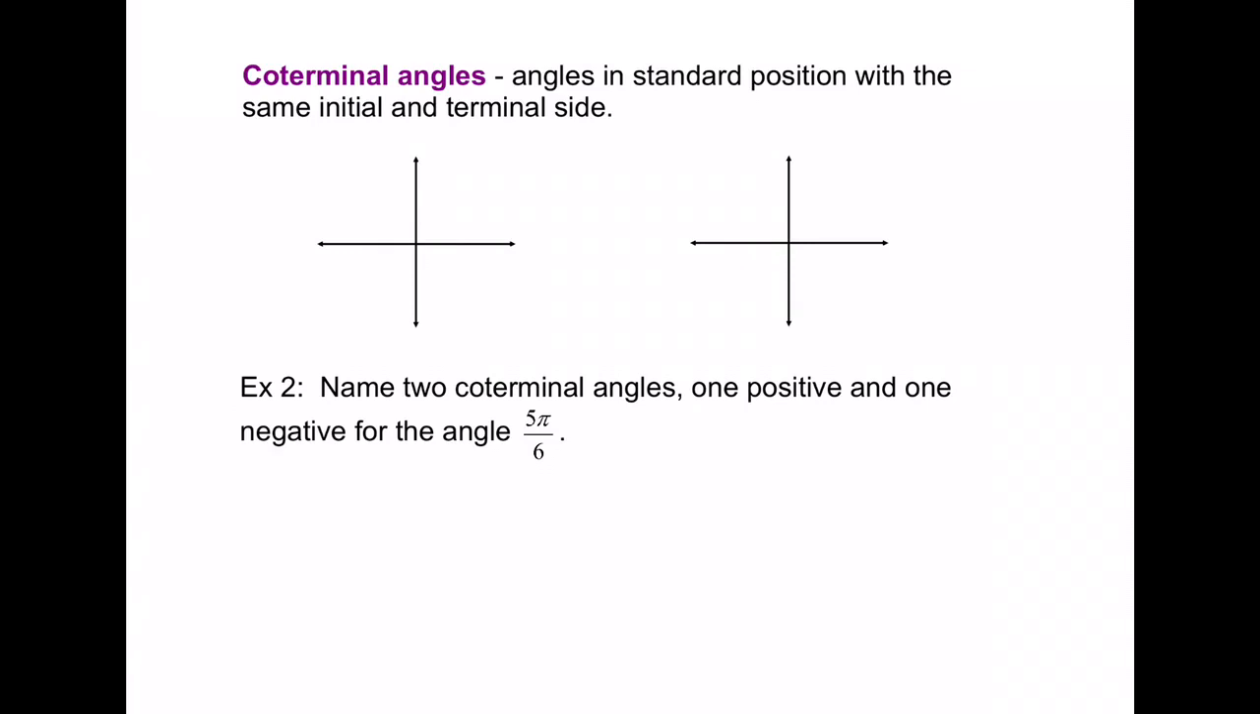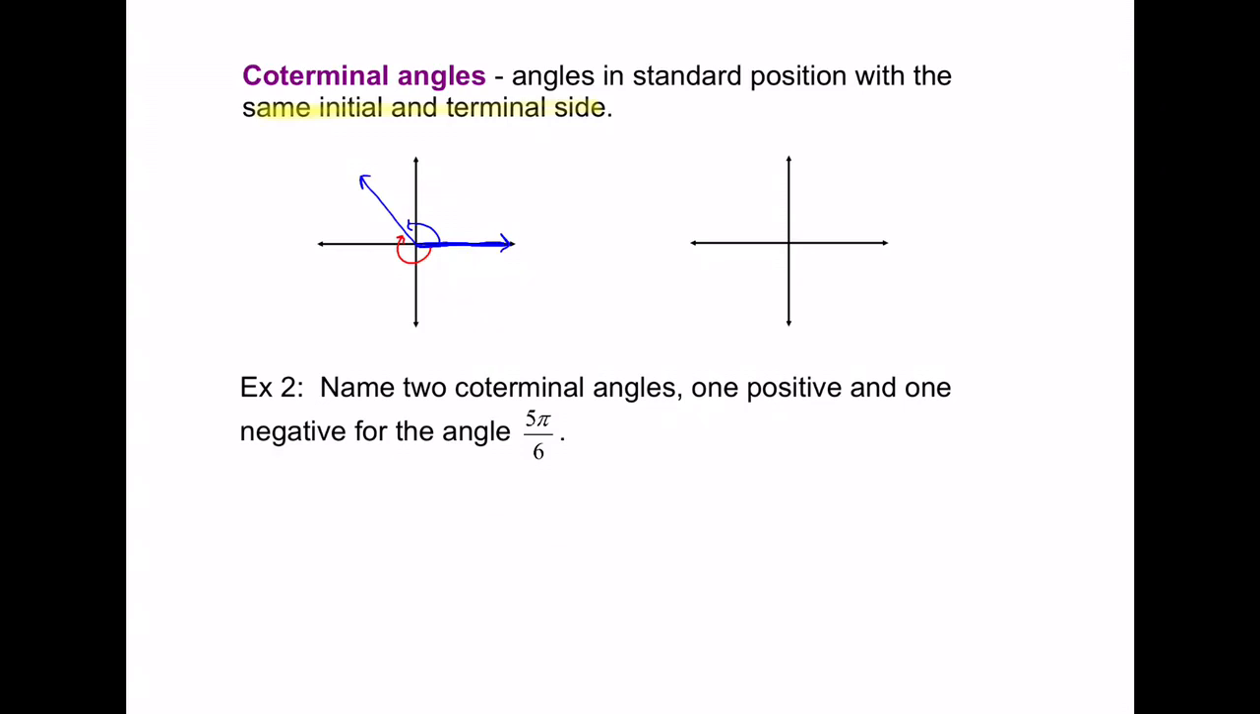So coterminal angles are angles in standard position with the same initial side and terminal side. Same initial and terminal. Well, how does that work then? If they have the same initial and same terminal, how can we have different angles? Well, remember, your initial side will always be here. And then let's put your terminal side in quadrant 2, say. So if we go in the positive direction, that's one angle. Same initial, same terminal, but if I go in the opposite direction, that's a different angle.